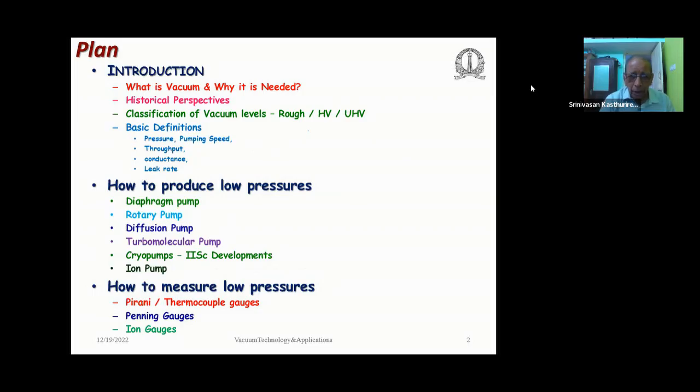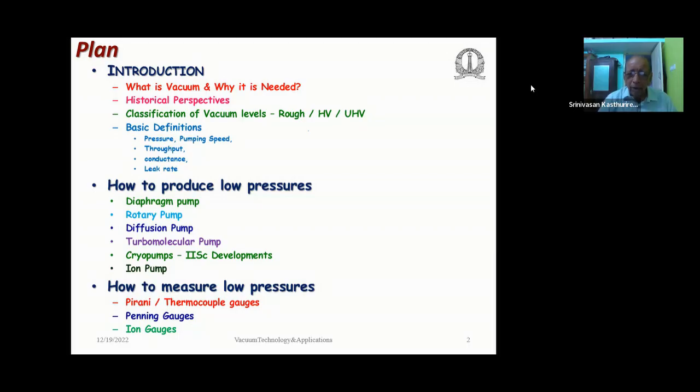We'll discuss the historical perspectives in the area of vacuum technology. Then we classify the vacuum levels. There are different vacuum levels. You can call them rough vacuum, high vacuum, and ultra high vacuum. And we come across various definitions: pressure, pumping speed, throughput, conductance, leak rate, etc. These are various terms which we come across in vacuum technology. We will discuss these terms.